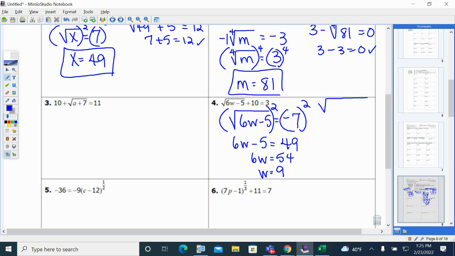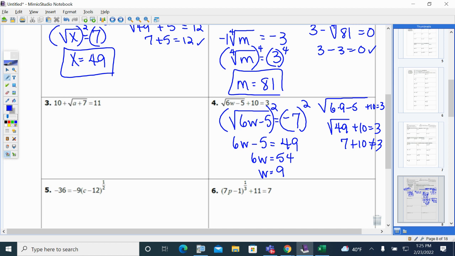So going back to the original, 6 times 9 minus 5, and then plus the 10, is that equal to 3? So 6 times 9 is 54, and 54 minus the 5 is going to give me 49. So I got the square root of 49 plus 10. Is that equal to 3? Well, 7 plus 10 does not equal 3.